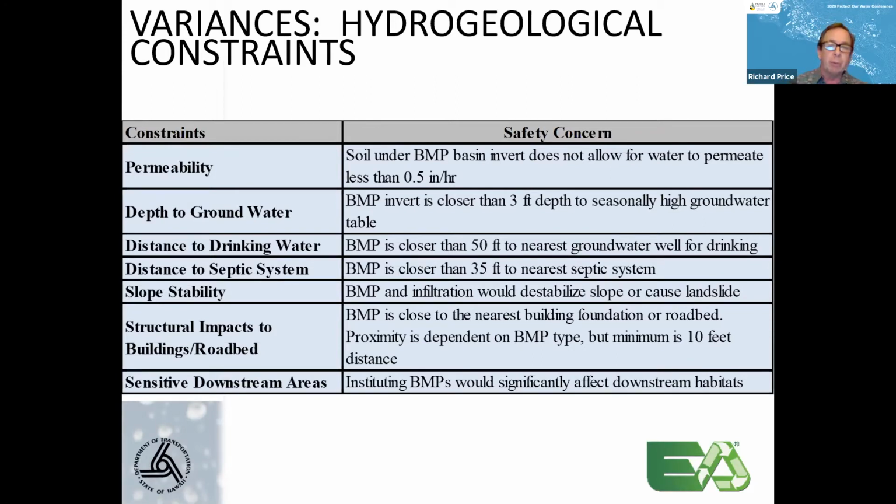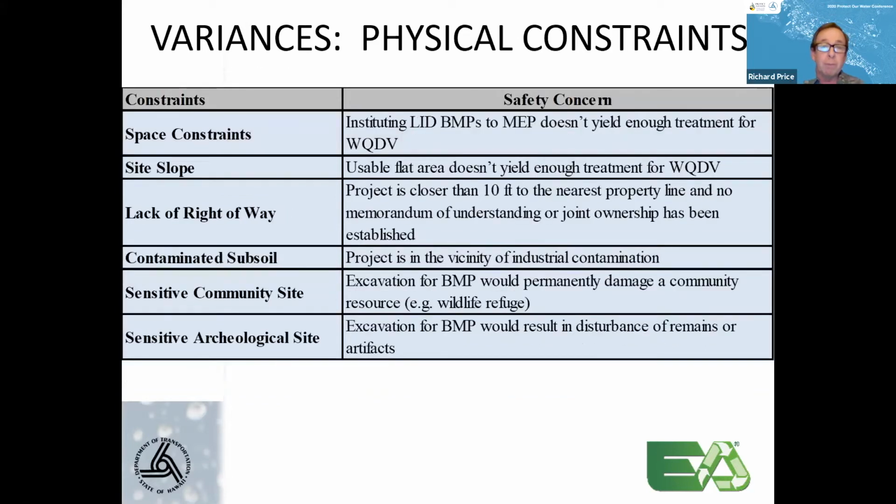And then sensitive downstream areas. If there is a downstream habitat that could be impacted by the BMPs, there would be a variance applicable as well. So in terms of physical constraints, there may be space constraints. The DOT right of way is always confined. Most typically, we're trying to add lanes within an existing right of way, so there's even less space available. Many times we don't have the space to treat the entire treatment volume that we're looking for.